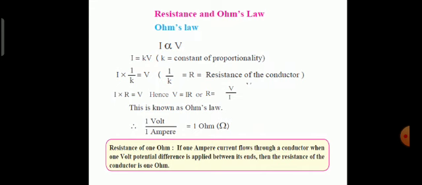Resistance of 1 ohm means that if 1 ampere of current flows through a conductor when 1 volt of potential difference is applied between its two ends, then the resistance of the conductor is 1 ohm.